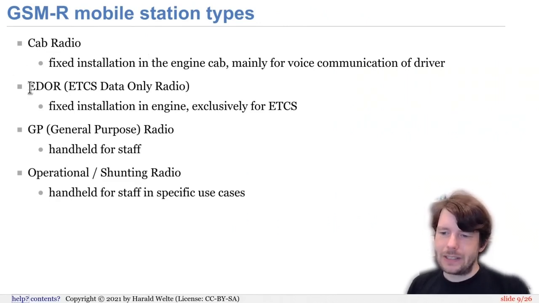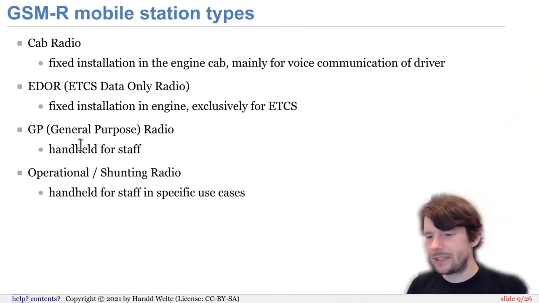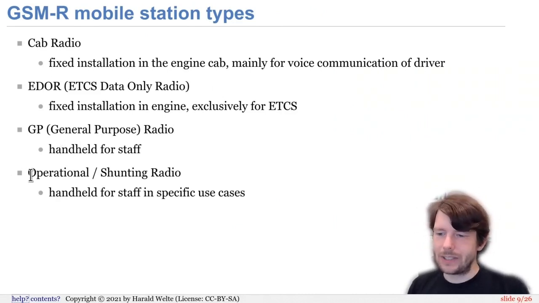The other larger device is the EDOR, the ETCS data-only radio, which is also a fixed installation in the engine and is exclusively used for this train control system. So it doesn't even need to support any voice calls because it's a pure data-only device. Then we also have the GP radios, general purpose radios, which is a normal mobile phone as we know it. And then there are so-called operational or shunting radios, which have some slightly different specs. And for each of those mobile station types, the SRS specifications list what kind of features are mandatory and not, and they differ between those different terminals.